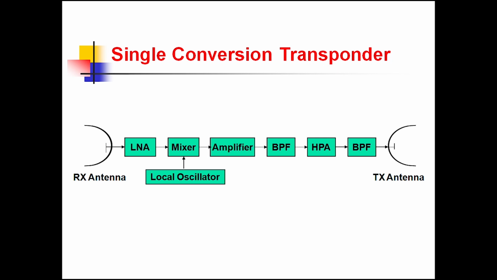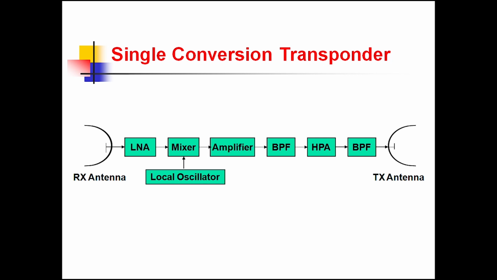Then it is applied to an amplifier. The mixer output is amplified again and fed to the bandpass filter. The purpose of the bandpass filter is to allow only the 4 GHz frequency range signals, to channelize the output and to eliminate the harmonics. The downlink signal generated at the output of the bandpass filter is further amplified using a high power amplifier. We generally use a traveling wave tube as the high power amplifier.